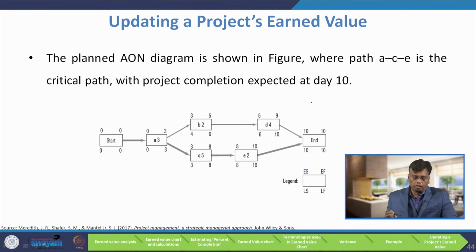For the given problem, the planned activity on node diagram is shown here, where the path ACE is the critical path. So this one starts ACE. See the legend: on the left side of this rectangle are the earliest start, earliest finish, latest start, latest finish. After the English letter we have written the duration. For example, for the critical path, what is the duration? 3 plus 5, 8, plus 2, 10 days.